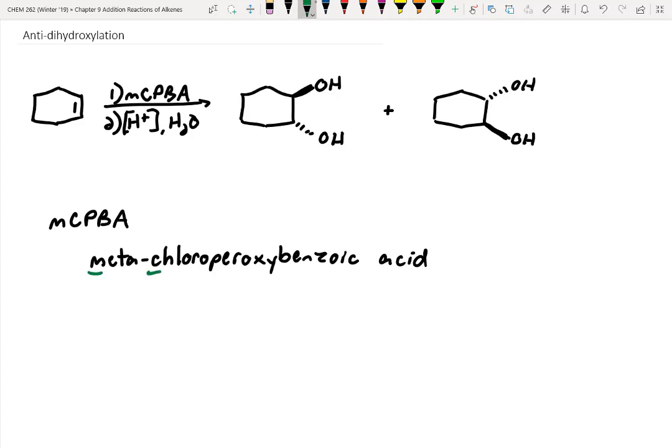So MCPBA. Most people just refer to it as MCPBA. It rolls off the tongue a little bit better than metachloroperoxybenzoic acid. All right, so let's take a look at what this looks like.